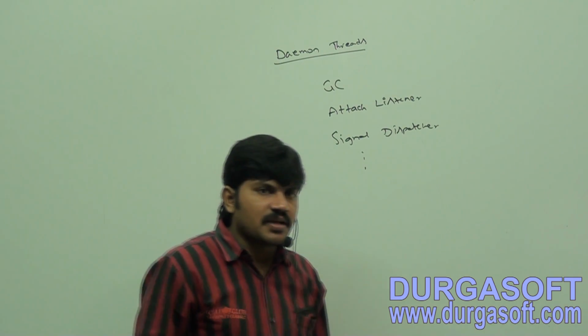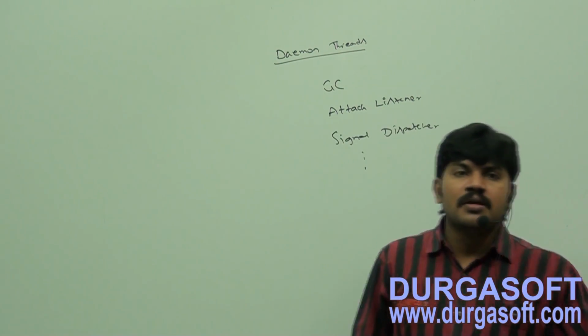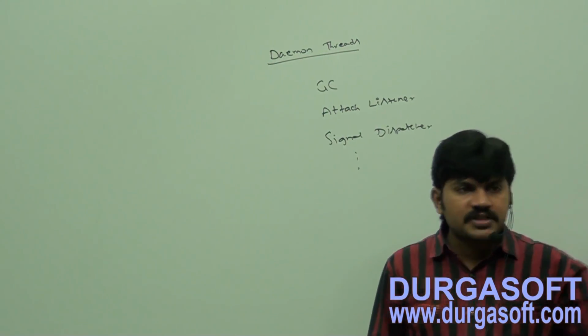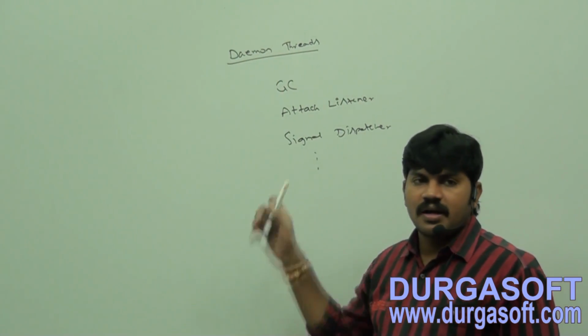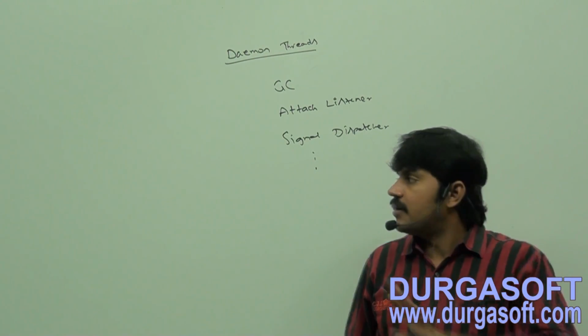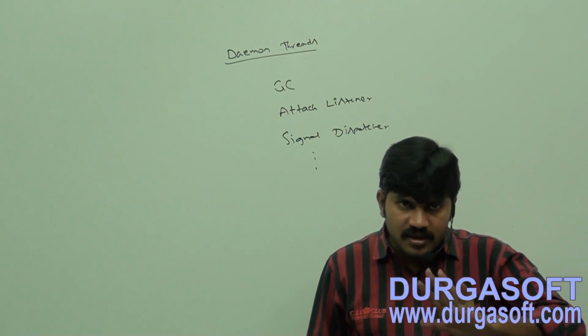Can you please give an example for a Daemon thread? The best example is the garbage collector. Or attach listener or signal dispatcher are nothing but Daemon threads, right? Is it clear for all of you?